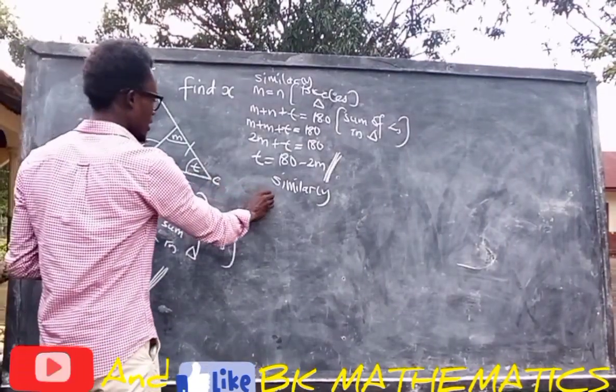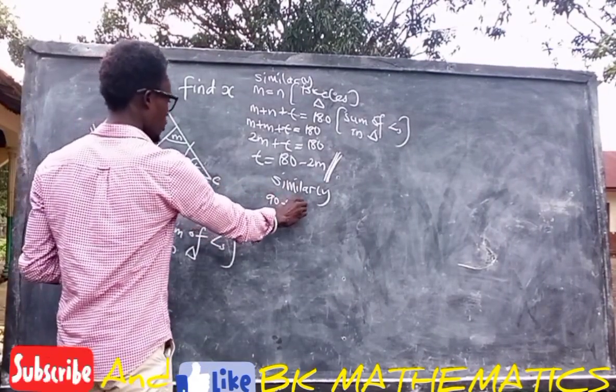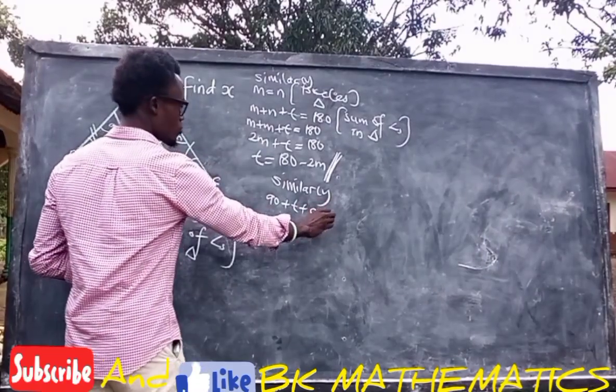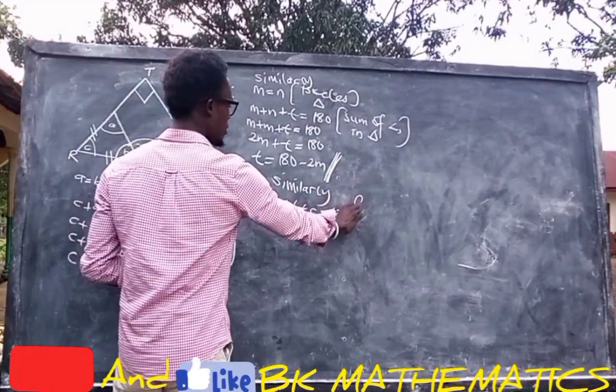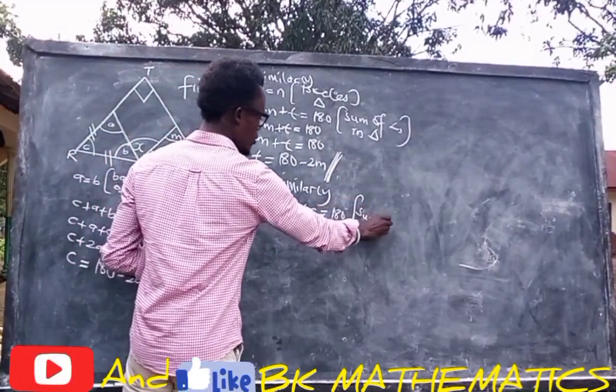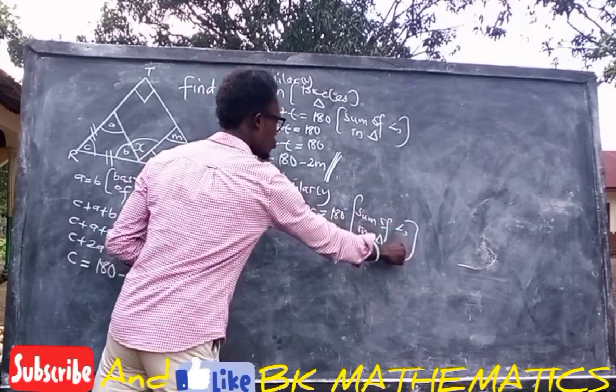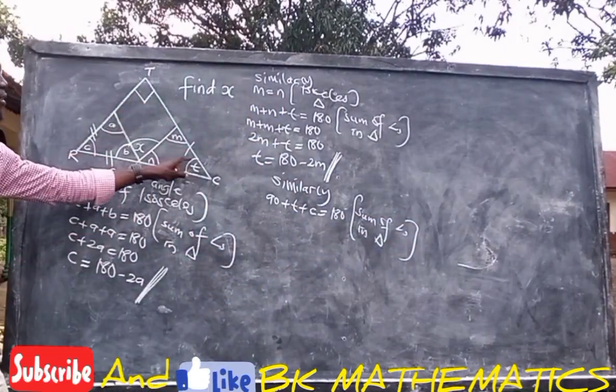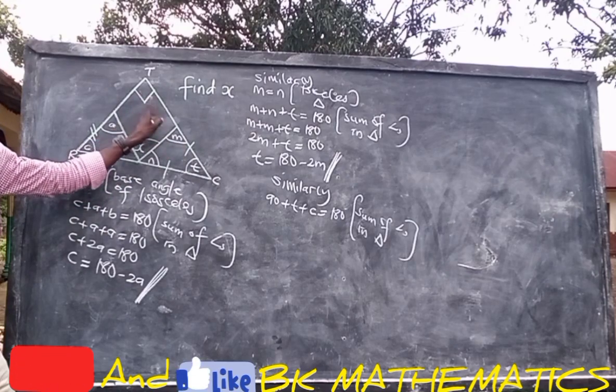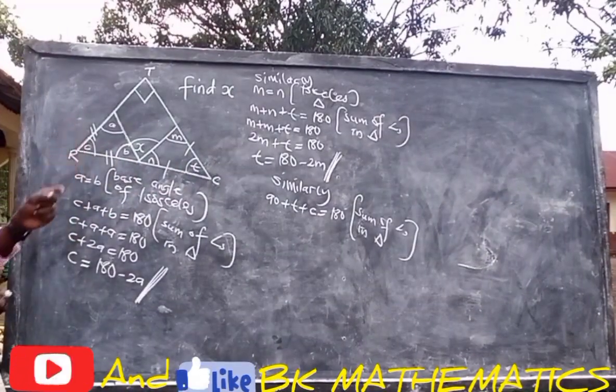Then we say 90 plus T plus C, everything becomes 180 degrees. The reason being, sum of angles in a triangle. That is the reason also, because they are interior angles. This T and C, they are interior angles.